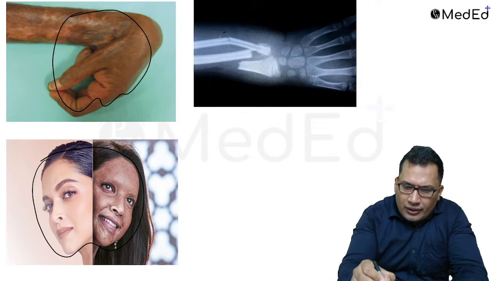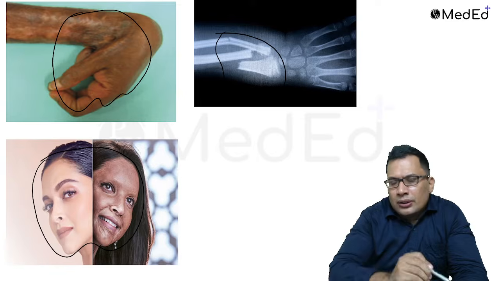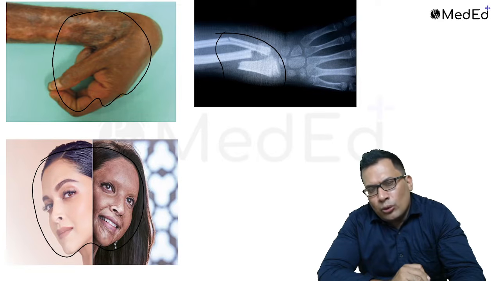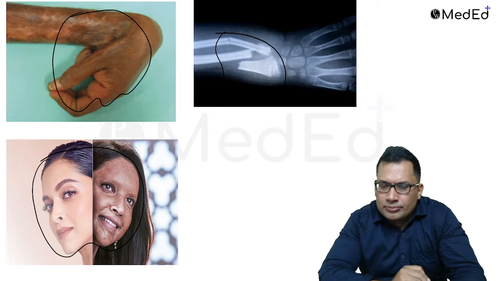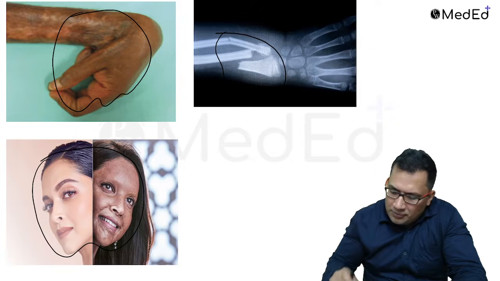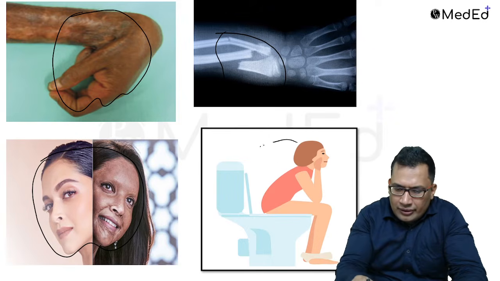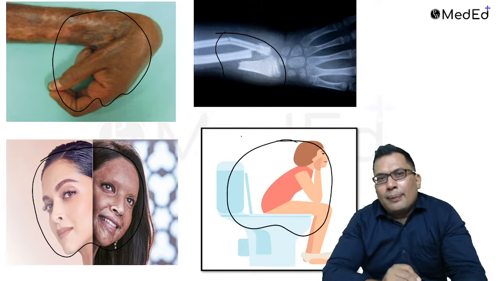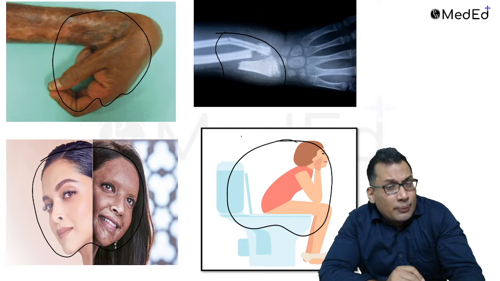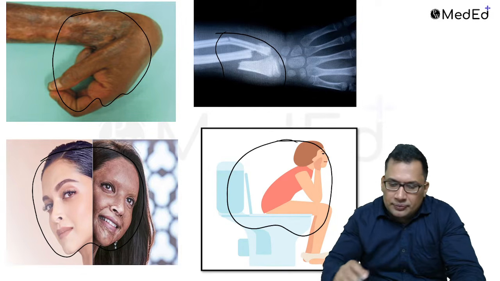Now what you can see here, the compound fracture of the bone of the forearm can be grievous hurt. Fracture is a grievous hurt. Lastly, unable to do ordinary pursuit for about 20 days can be grievous hurt.